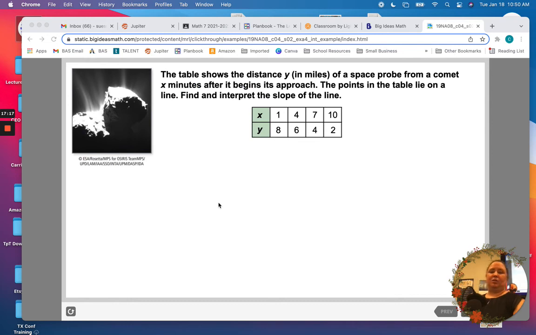All right, the table shows the distance y in miles of a space probe from a comet x minutes after it begins its approach. The points on the table lie in a line. Find and interpret the slope of the line.